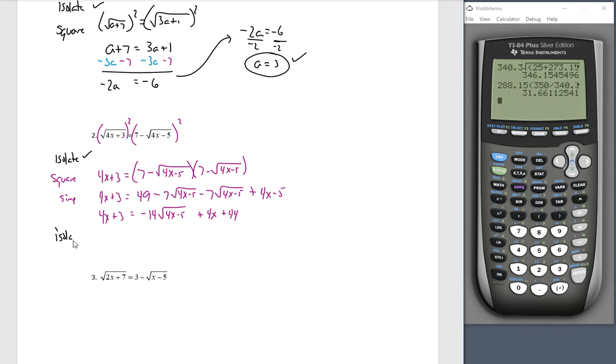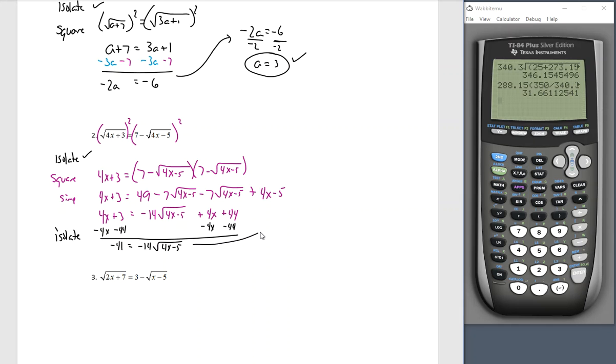We have to isolate again. Because there's still a radical in our equation, now we have to isolate. So we're subtracting the 4x, subtracting the 44. 4x's cancel out. Negative 41 equals a negative 14 square root of 4x minus 5.